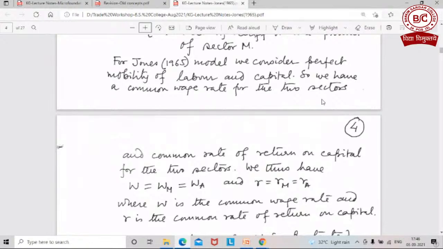In fact, at the postgraduate level, we develop these models. We make some wage rate fixed at a higher level due to trade union pressure, and then we check what happens. We find that there exists involuntary unemployment. But sometimes it's the informal sector which absorbs the workforce. But I shall not go through these complications, because all these are extensions of the Jones 65 model. So better concentrate on this Jones 65 model. The wage rate is common. Similarly, the rate of return on capital is also common.